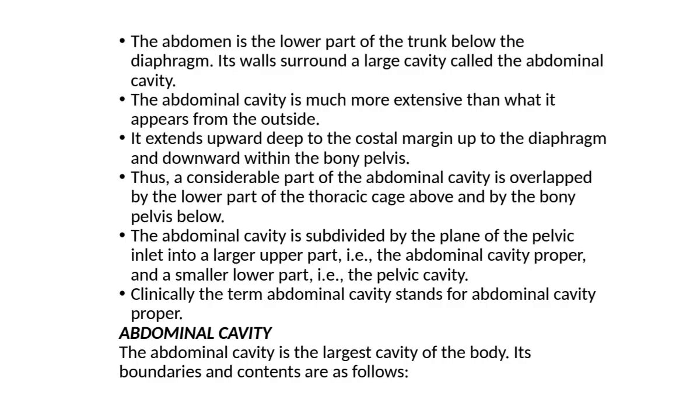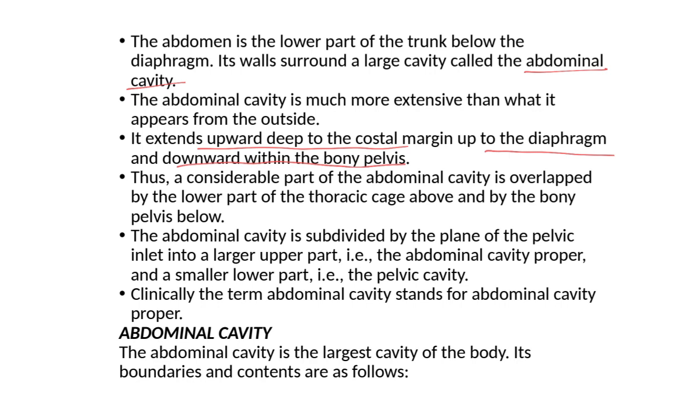The abdomen is the lower part of the trunk below the diaphragm. Its walls surround a large cavity called the abdominal cavity. The abdominal cavity is much more extensive than what it appears from outside. It extends upwards deep to costal margin up to the diaphragm and downward within the bony pelvis. Thus, a considerable part of the abdominal cavity is overlapped by the lower part of the thoracic cage above and by the bony pelvis below.